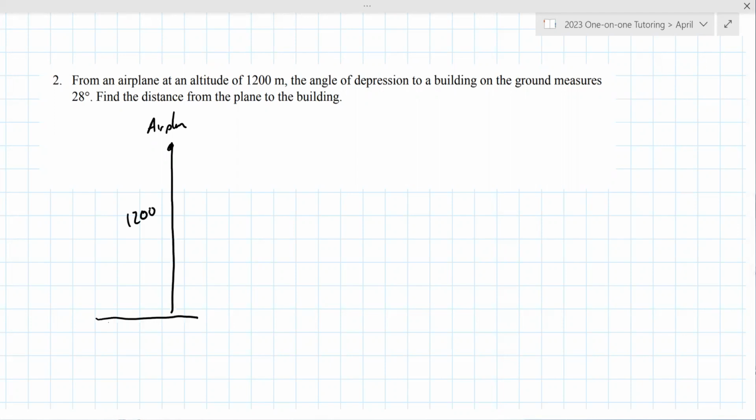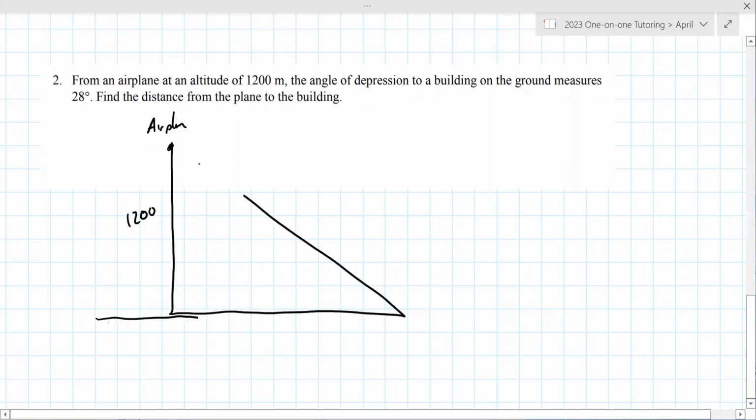Do I need to draw two lines since it's the depression? I'm kind of confused. Okay, do you have a triangle drawn on your paper? Yes, I have a right triangle drawn. Does your triangle look like this or like this? Like that. All right. So here's, and we don't really need it, but here's the building. There's the airplane up there.